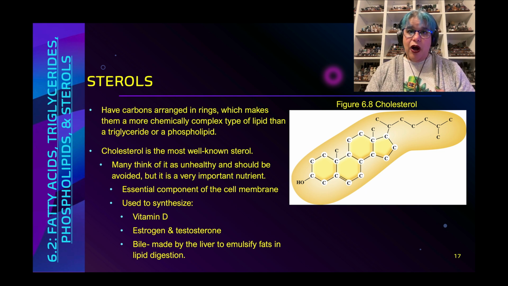Bile is the thing that we talked about the digestive system using to help us emulsify or break apart the big fats that we have so that we can absorb them. So bile is made by the liver to emulsify fats in lipid digestion in our digestive system.